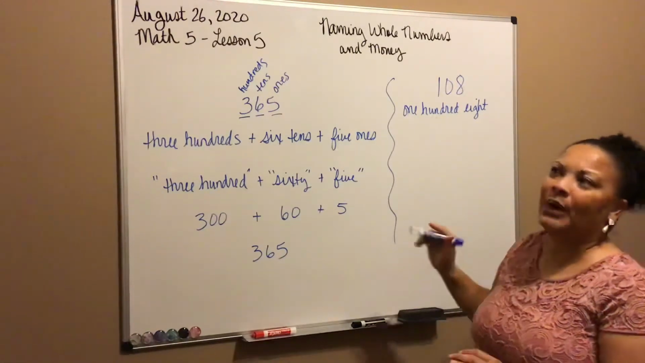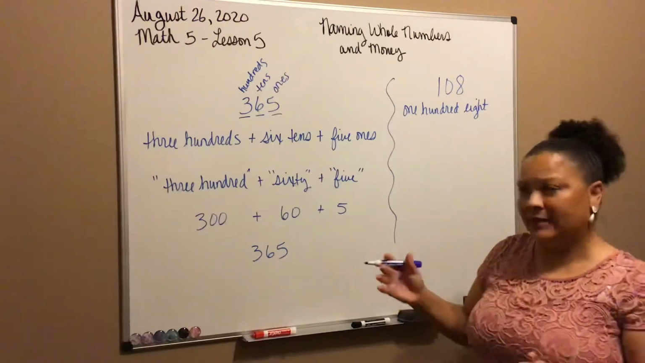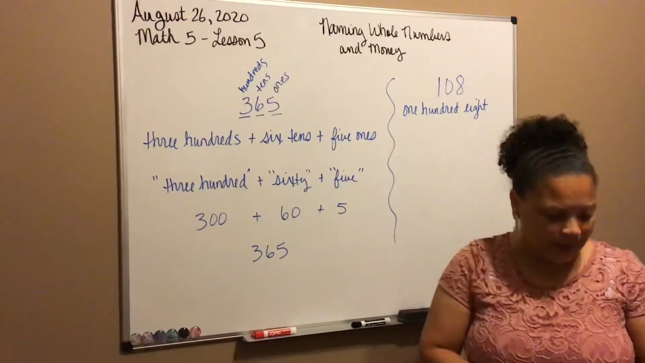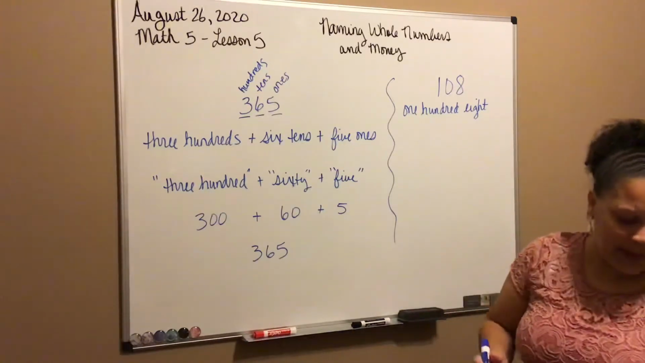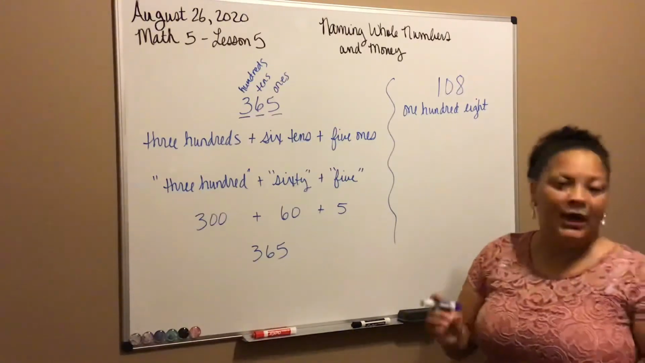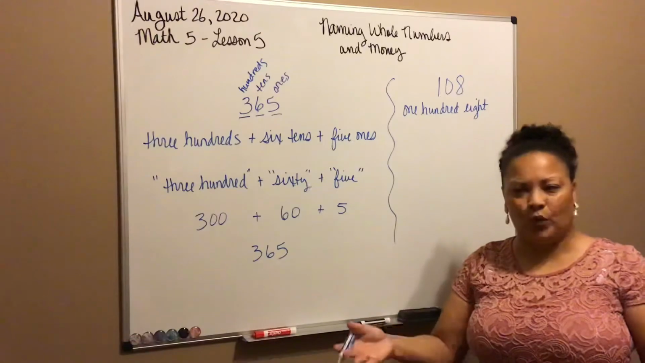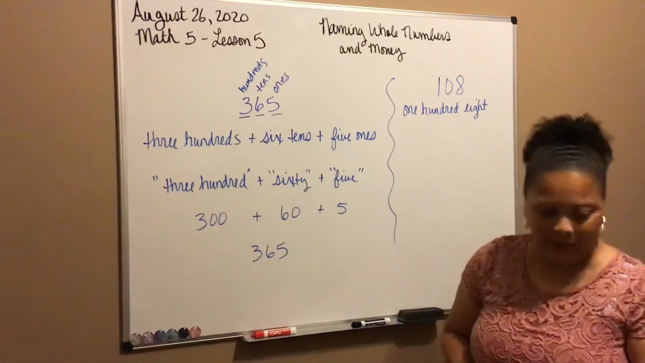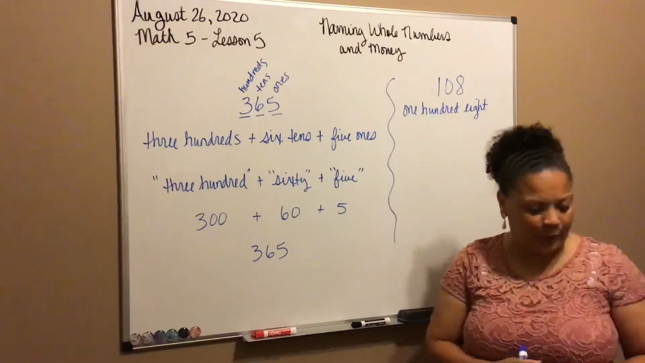We're going to talk about why the "and" is important not to place it here in a later lesson, okay? And then 821 is eight hundred twenty hyphen one. Not eight hundred and twenty-one, okay? We'll talk about that again later.